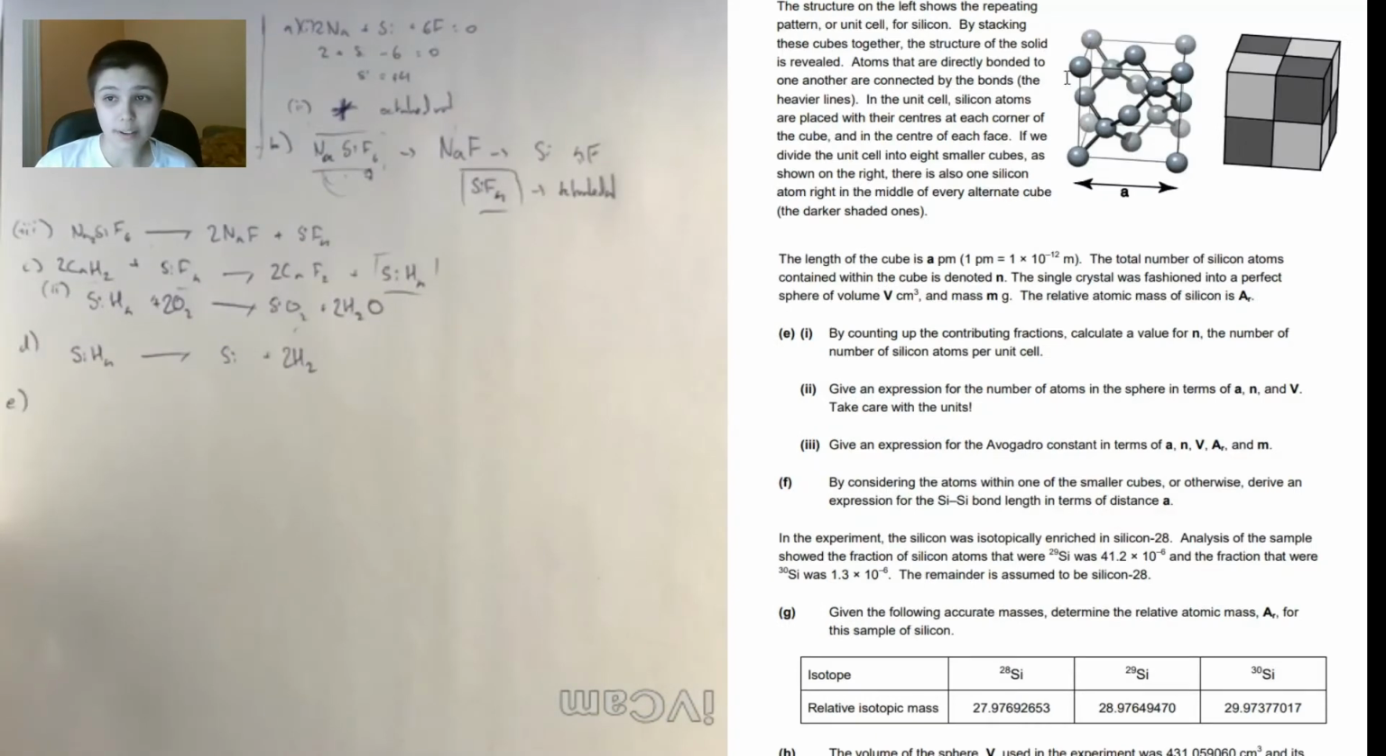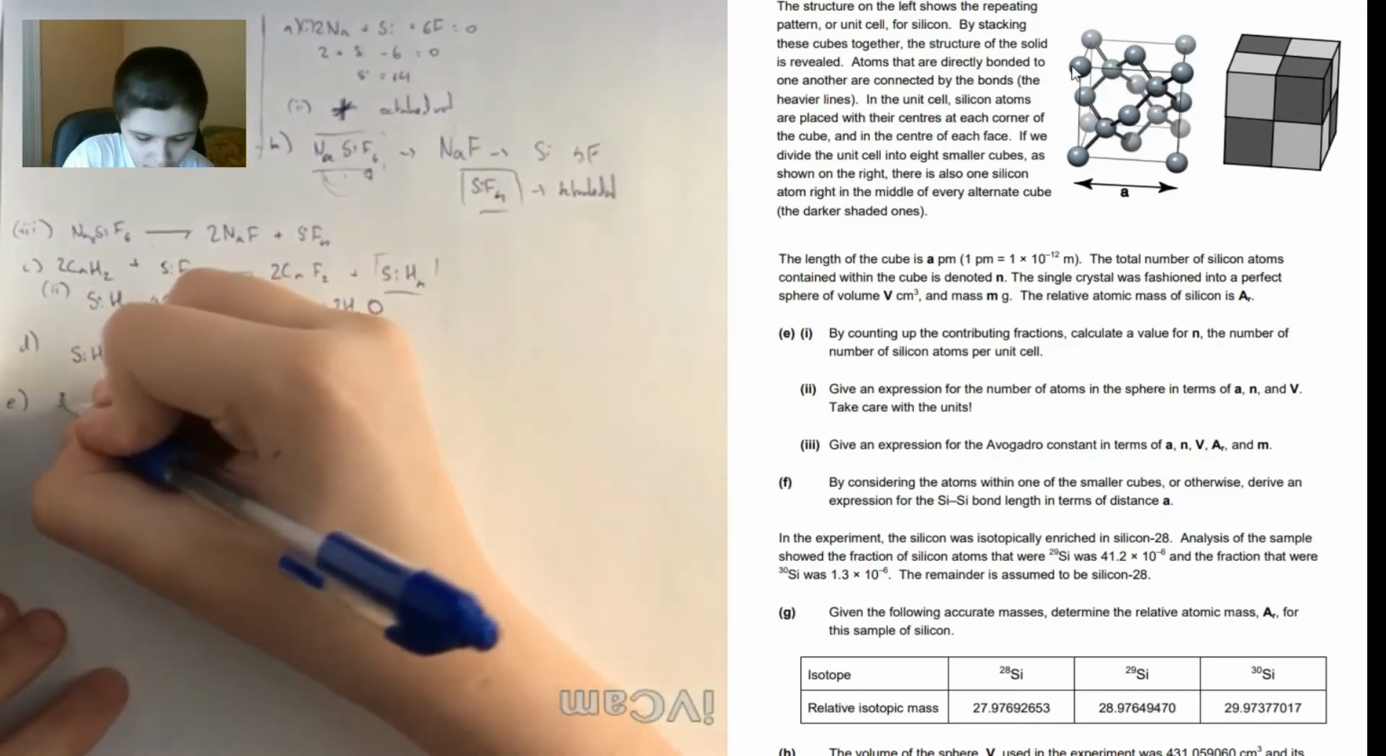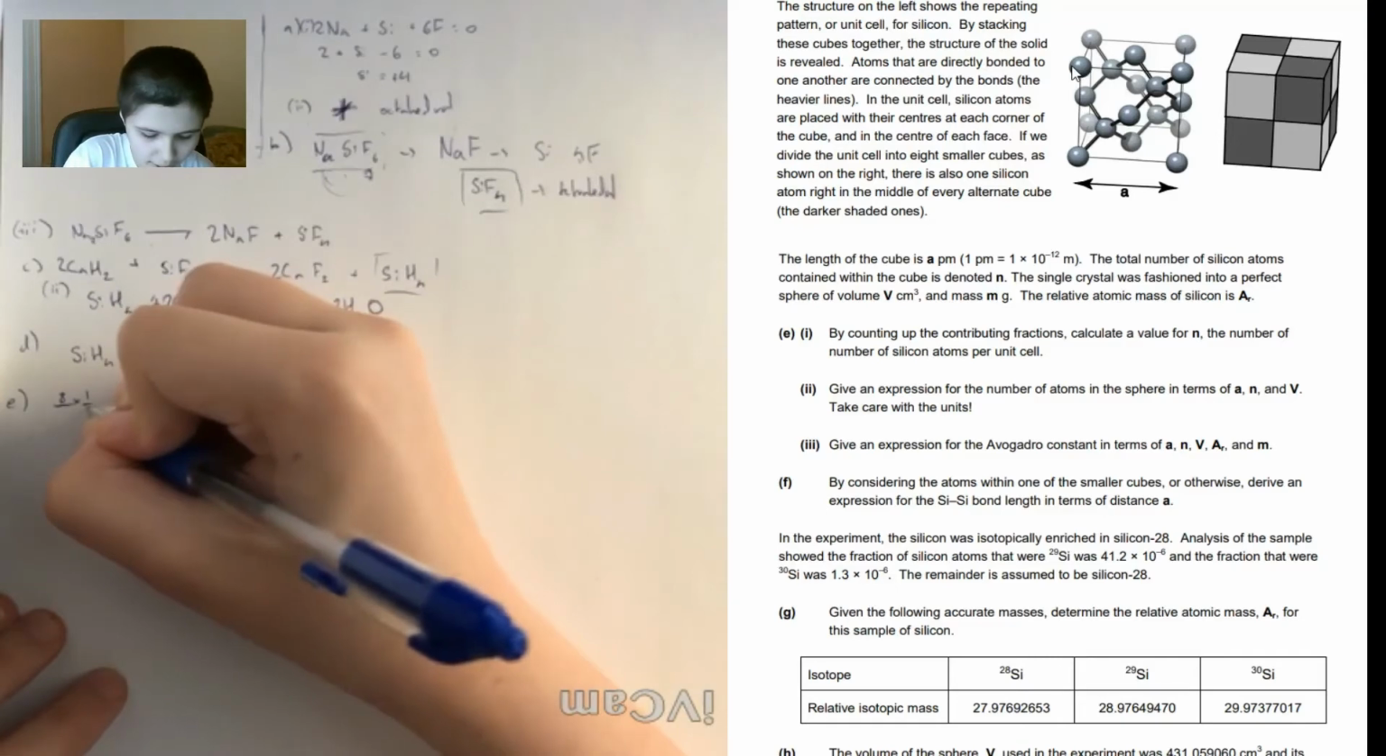For part E, if you just look at the cube here, we have 8 atoms that are at the corners of the cube. If you look at the atom at the corner of the cube, only 1/8 of the atom is going to be in the cube itself. So that's going to be 8 times 1/8.